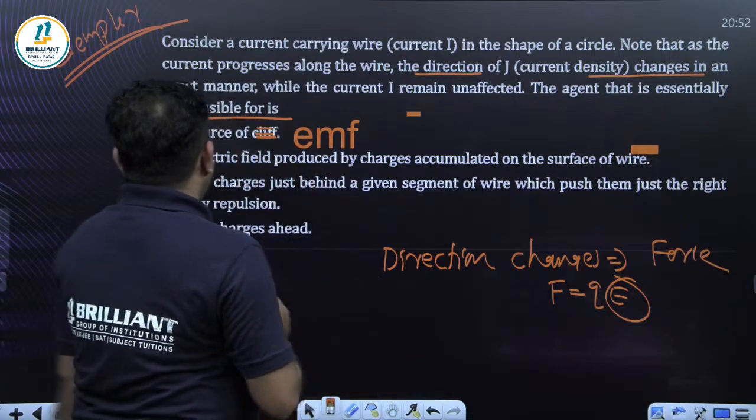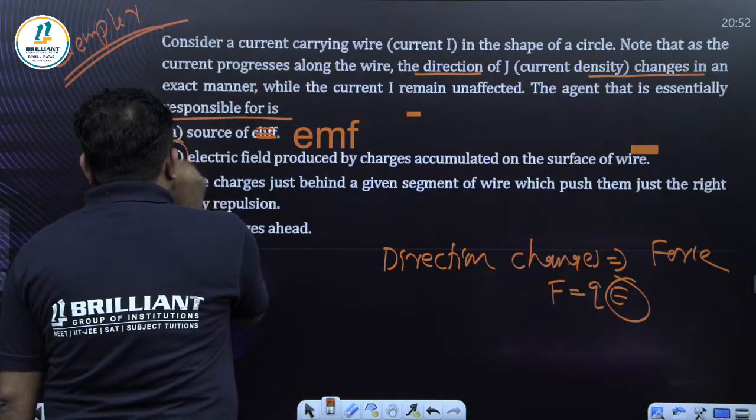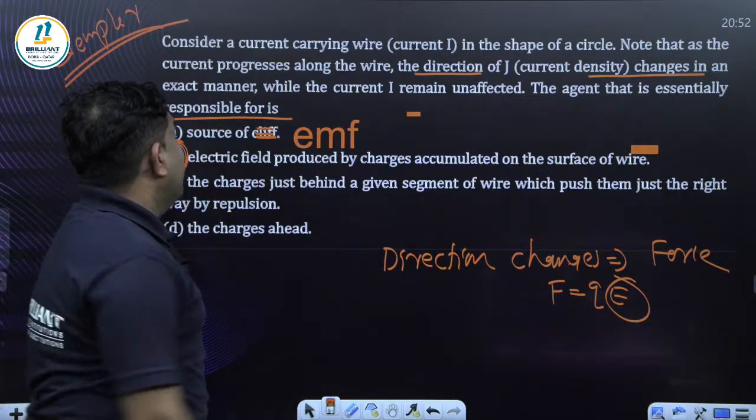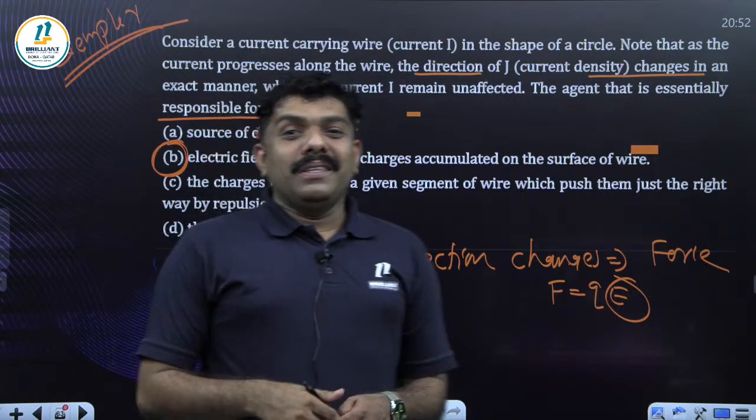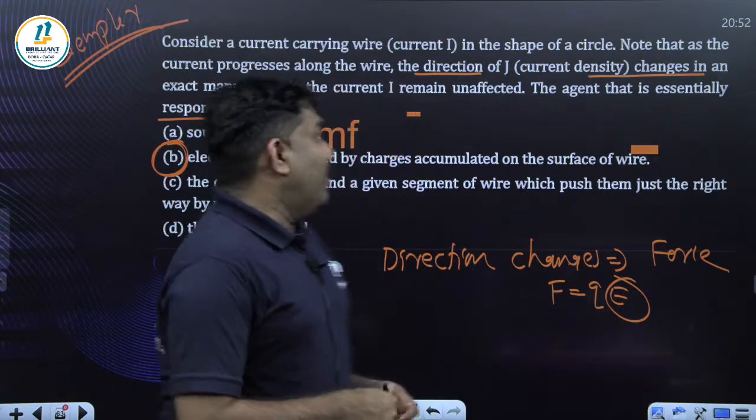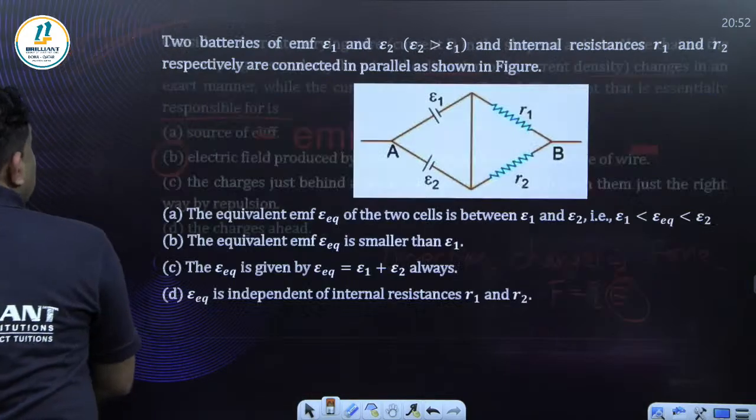Okay, so the right answer is option B. Option B, the right answer: electric field produced by charges accumulated on the surface of the wire.